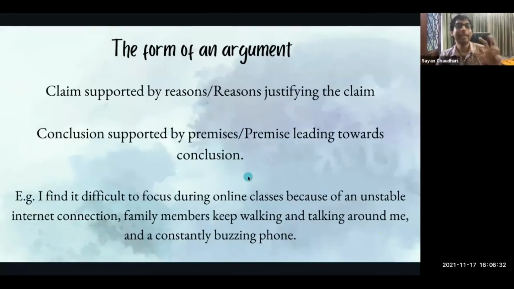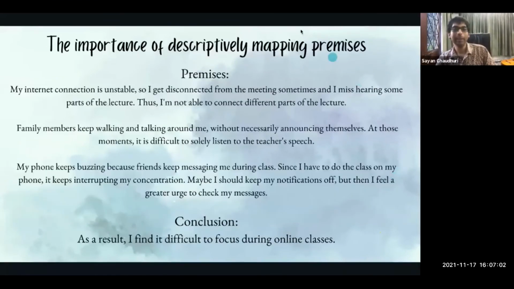Now the problem is that when you are presenting an argument to another community, they don't intuitively understand why the reasons are valid or good. If I'm telling it to my friend, he understands, yeah, you have an unstable internet connection, even I have it, I get why. But somebody else doesn't get it. So here again, we ask a question: because of an unstable internet connection, but why does an unstable internet connection affect online classes? Now, this is what we call descriptively mapping premises, right?